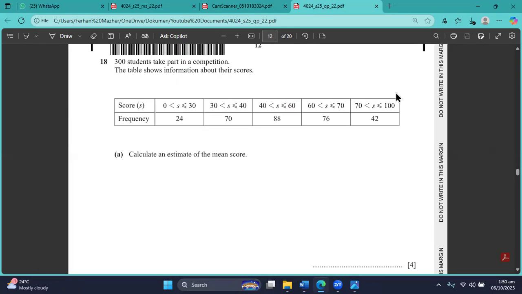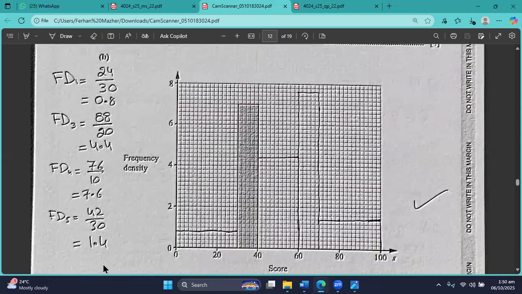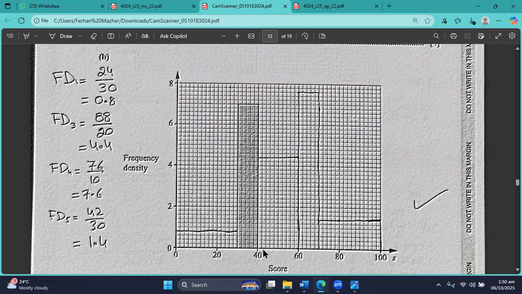And here the class width is 30. The frequency is 42. Frequency divided by the class width. So 42 divided by 30, that is 1.4. Then you represent those on your histogram. So this is the first class, its frequency, and then the second is already there. Then this is the third. This is the fourth class. This is the fifth class.